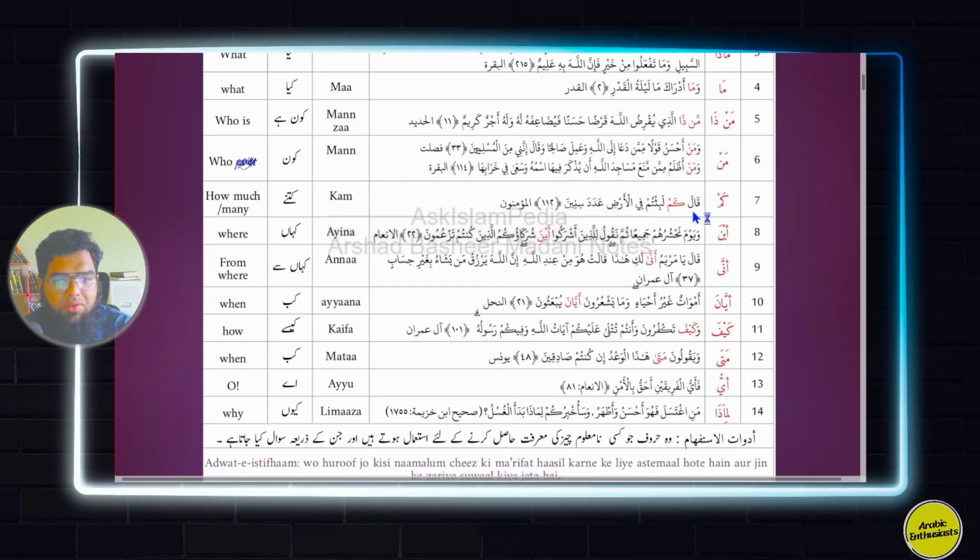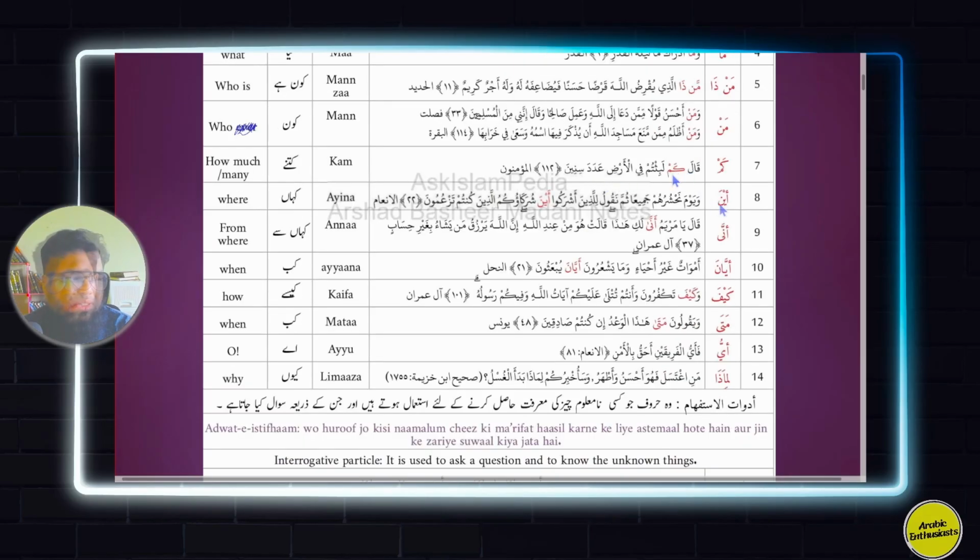Like kam malan indak, how much wealth do you have, how much money do you have, how much or how many. Qala kam labithtum fil ardi adada sinin. He said, how much did you live in the land, in a number of years? Labitha is to stay. So kam is how much. Aina is where.